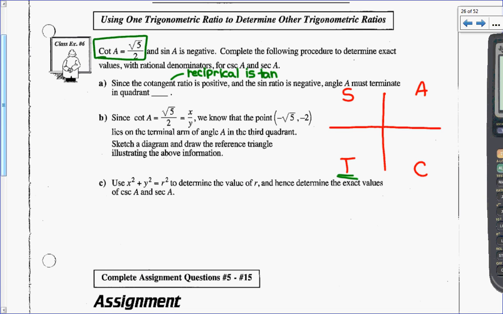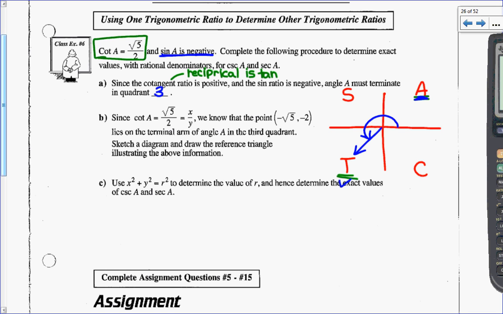Where else is tan positive? It could be quadrant 4, but it's also positive in quadrant 1. So we know we're talking about either quadrant 1 or quadrant 4. It's this second bit of information, the fact that sine is negative, that's going to help us figure out whether we're talking about quadrant 1 or quadrant 4. Where is sine negative? Sine is not negative here. It's positive there. Sine is negative here. So we know this angle must terminate in quadrant 3.